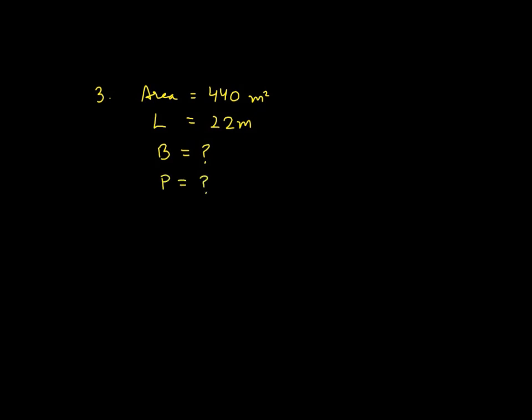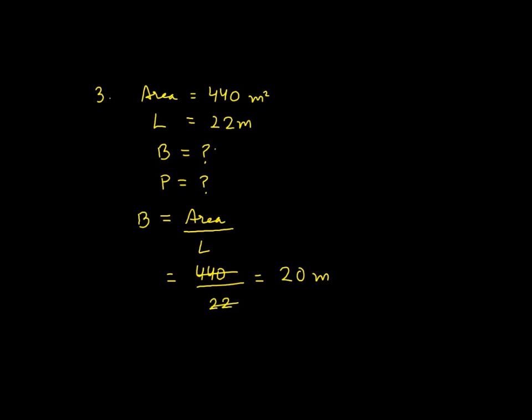Now when area and length are given, we can find out the value of breadth as area divided by the length, because the formula is area is breadth into length. So if we are given area and length, we can find the breadth by using the same formula. Here area is 440. It will be divided by the length, which is 22. So you will get the value of breadth as 20 meter.